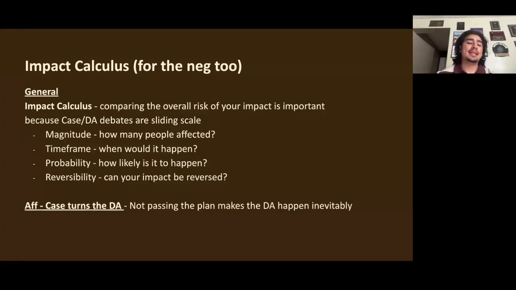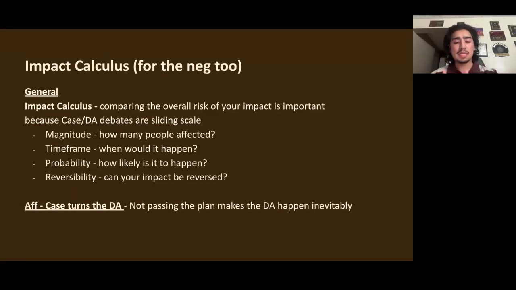And then the last part of impact calculus is a turns argument. In this case, since we're on the affirmative side, the affirmative would say case turns the disad. This just means that not passing the plan makes the disad happen inevitably. Not prioritizing climate change makes nuclear war more likely because the more the planet heats up, the more nations are fighting for resources. That increases the chances of conflict happening, which makes nuclear war more likely. That would be an example of the affirmative turning a disad that's about nuclear war.